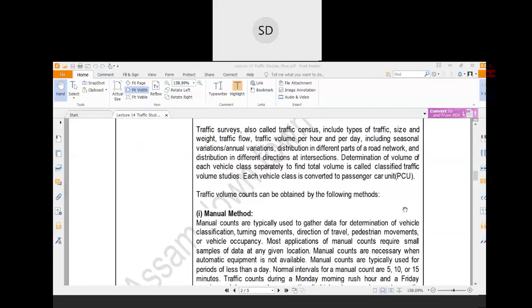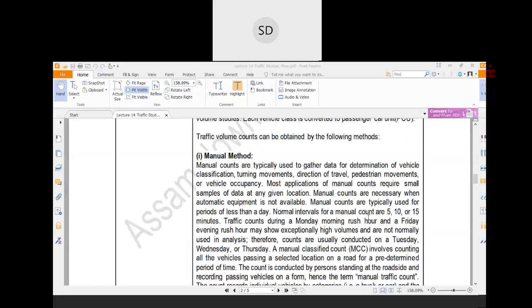Now traffic volume counts can be obtained by different methods. The first one is the manual count method. Manual count method means, suppose that is a road section. You place one mark across the road section, and you note down the total number of vehicles which are crossing that particular section of the road in this direction or in that direction.